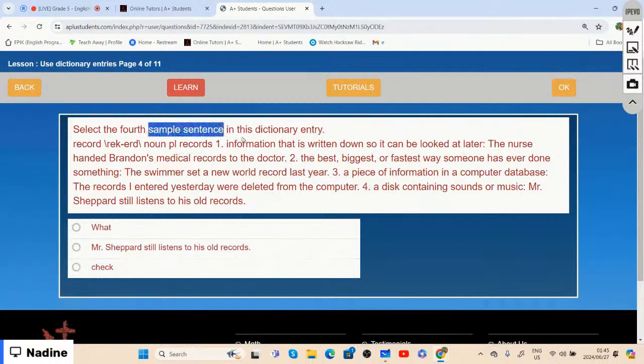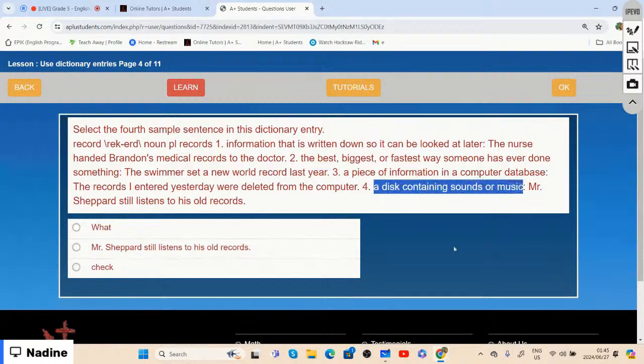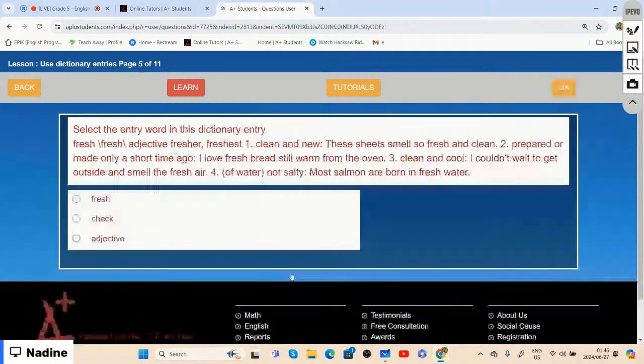So number four says the fourth meaning is a disc containing sound or music. And then we have the sample sentence. Is it Mr. Shepherd still listens to old... Yes, so option two is correct because that's the only sample sentence that's there. So well done. All right, let's do the last one.